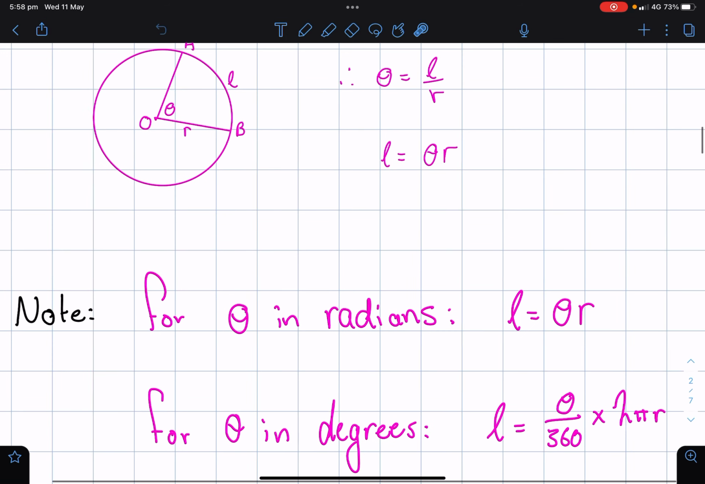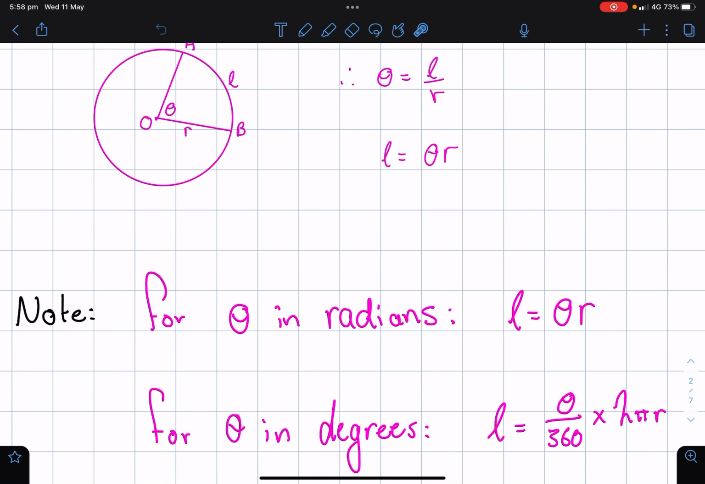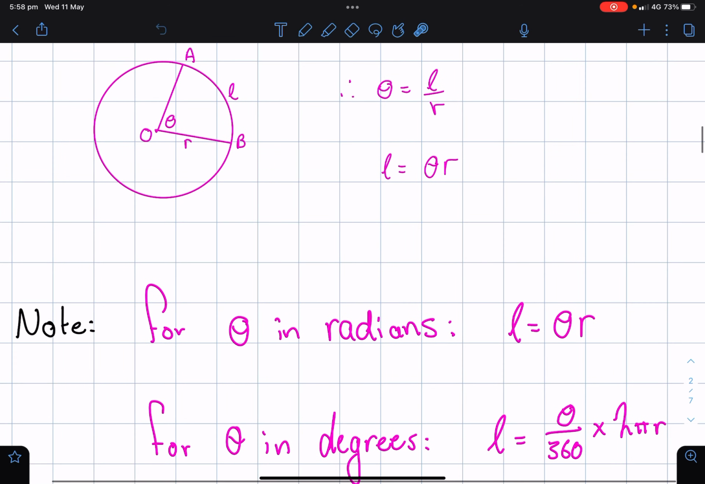For theta in degrees, so sometimes you might be given your angle in degrees, the arc length is whatever angle you have divided by 360. So we're looking at that portion of the whole circle. I'm going to multiply that by the circumference of the circle. Okay, so we're going to only get this fraction of the circle.